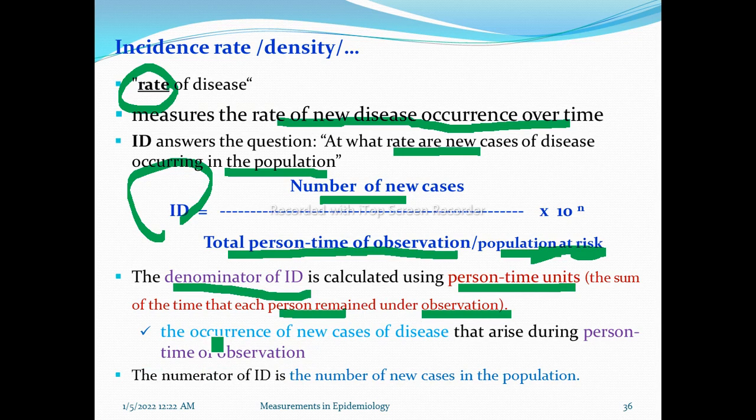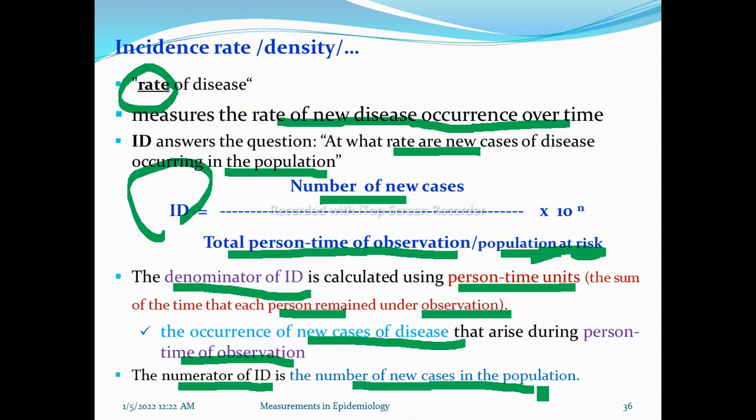In short, incidence density is the occurrence of new cases of disease that arise during person-time of observation. Similarly, incidence density is the number of new cases over person-time of observation. So the numerator of incidence density is the number of new cases in the population. This numerator is similar to the numerator of cumulative incidence, but the difference is the denominator.